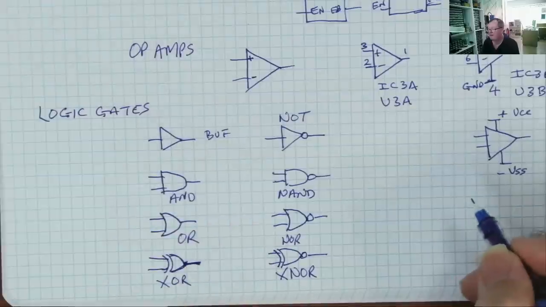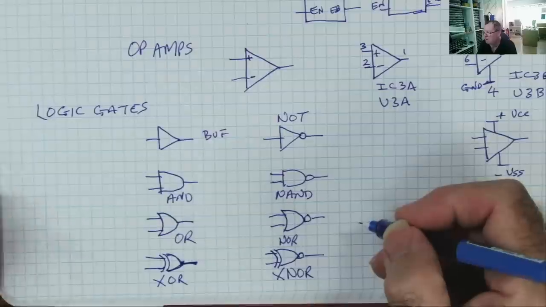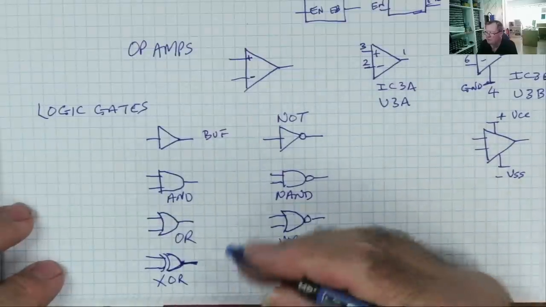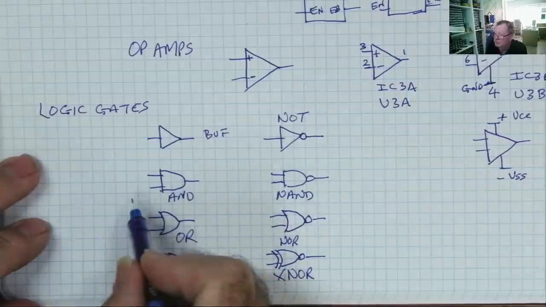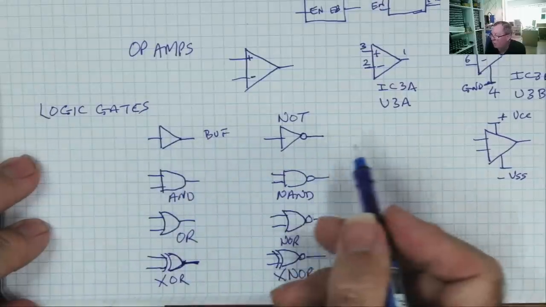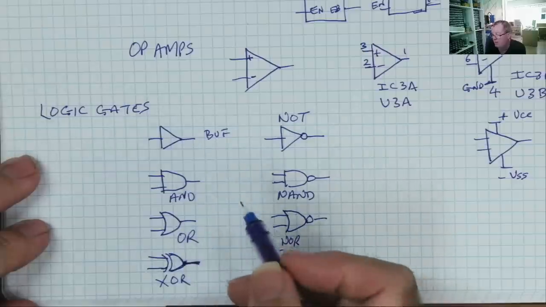With the inverter on the end. So this just inverts the logic of this one. Okay, so those are the symbols for the logic gates. These, by the way, don't have to have 2 inputs. A buffer and a NOT will always have 1 input. All the rest will always have at least 2, but could have more.